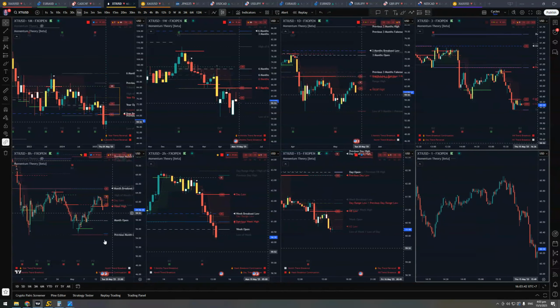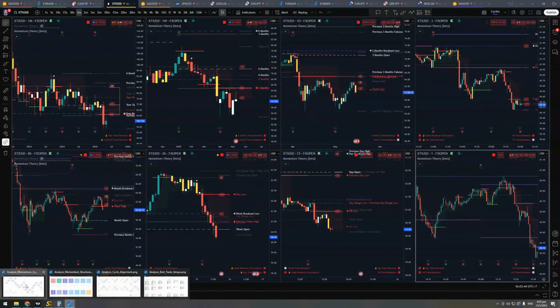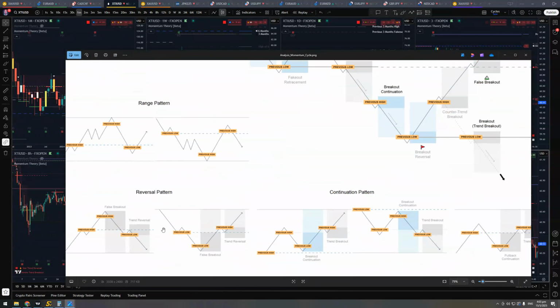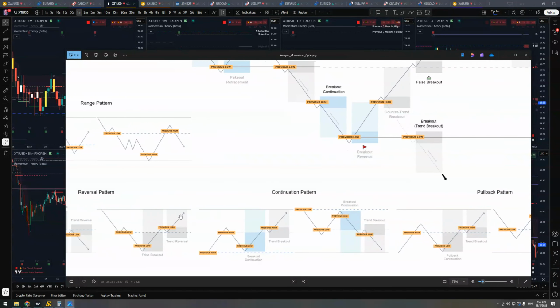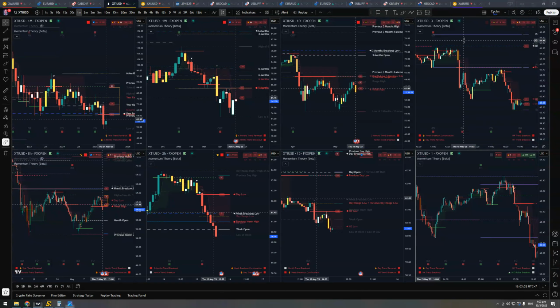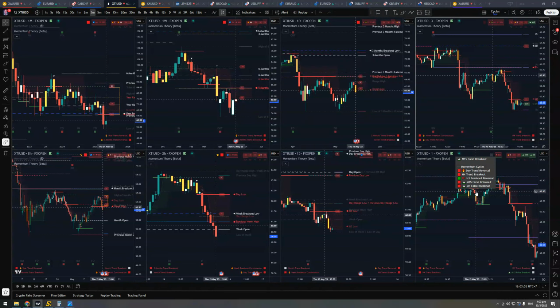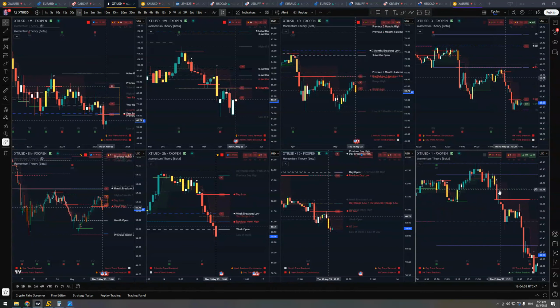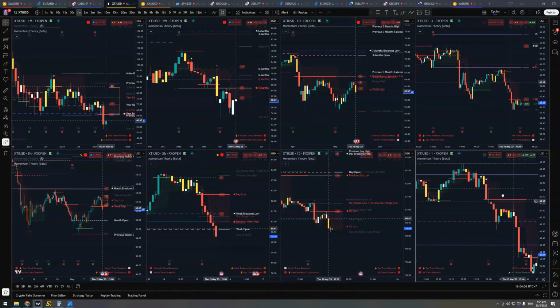So again, I've coded these entries. So they work perfectly. False breakouts, trend reversals, all these entries are exactly where they should be. This is a false breakout move. This is the one that failed, but could have got this one, and this one would have worked. False breakout, trend reversal.